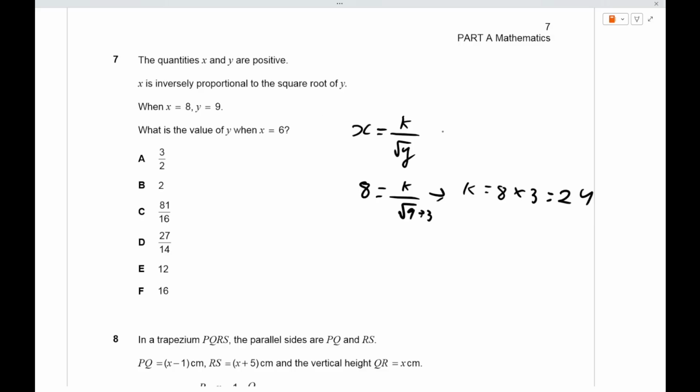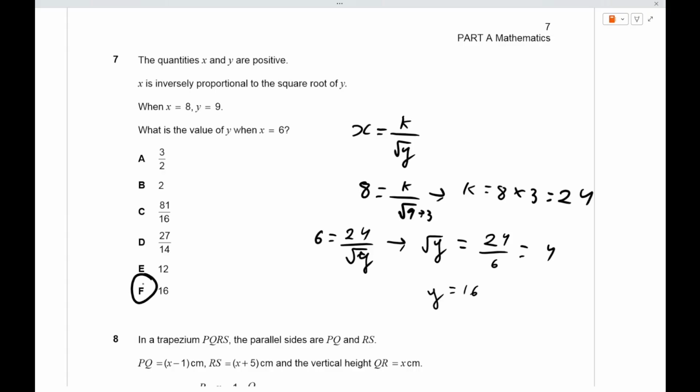Then you just sub this in. So what's the value of y? You know that you have 6 is equal to 24 over root y. Then root y is equal to 24 over 6, which is 4. y is equal to 4 squared, which is just 16.